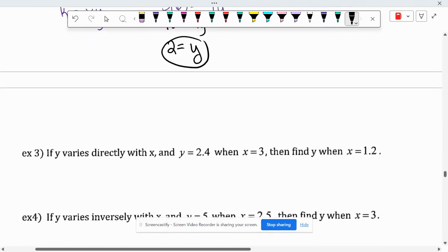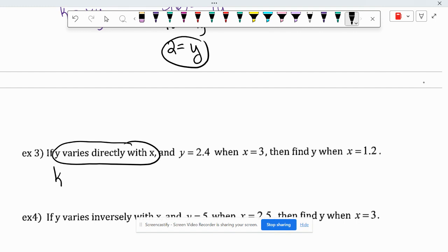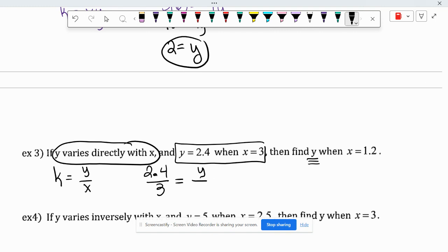All right, example number 3. Y varies directly with x. So k, my variable for direct variation, is y over x. So my first set, y is 2.4 when x is 3. 2.4 over 3 equals, I'm trying to find y when x is 1.2.